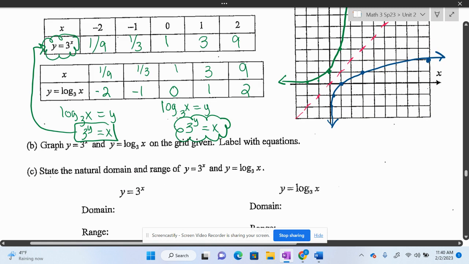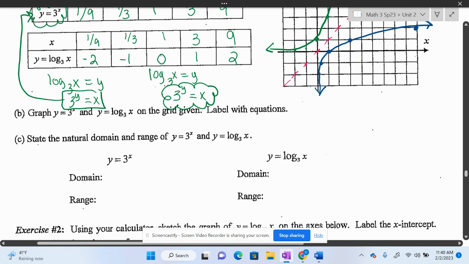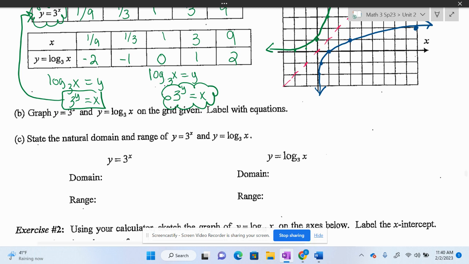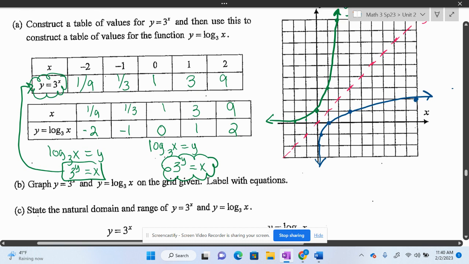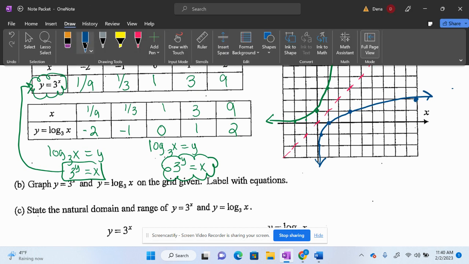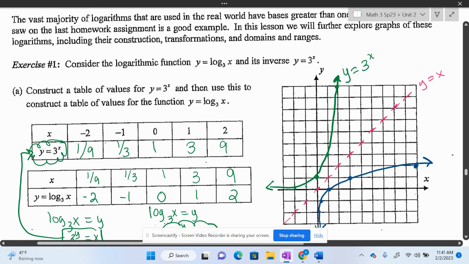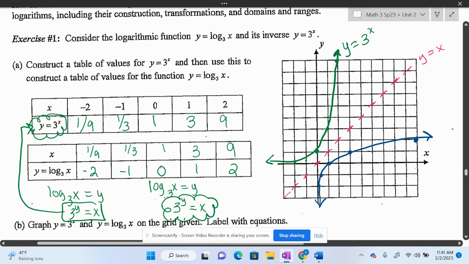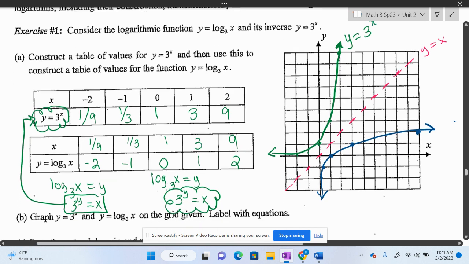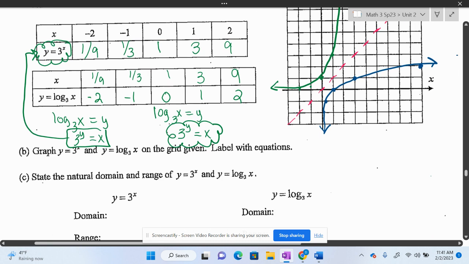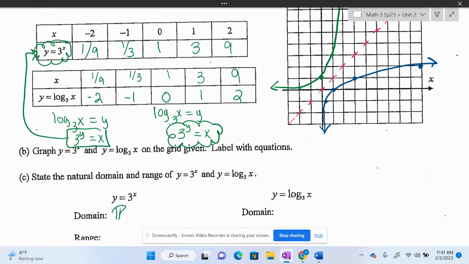So let's look at the domain and the range. So let's talk about the domain of the green line. Domain is all the inputs, right? What are all of the possible x values for the green line, the function y equals 3 to the power of x? Real numbers, absolutely. Domain, real numbers.